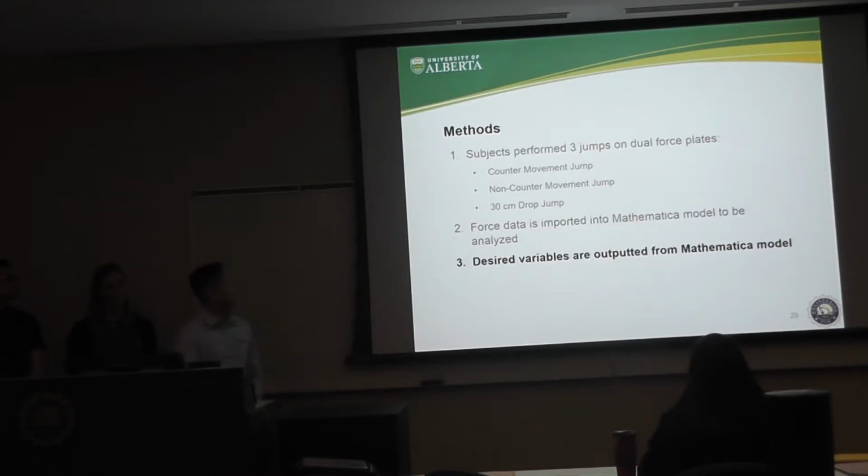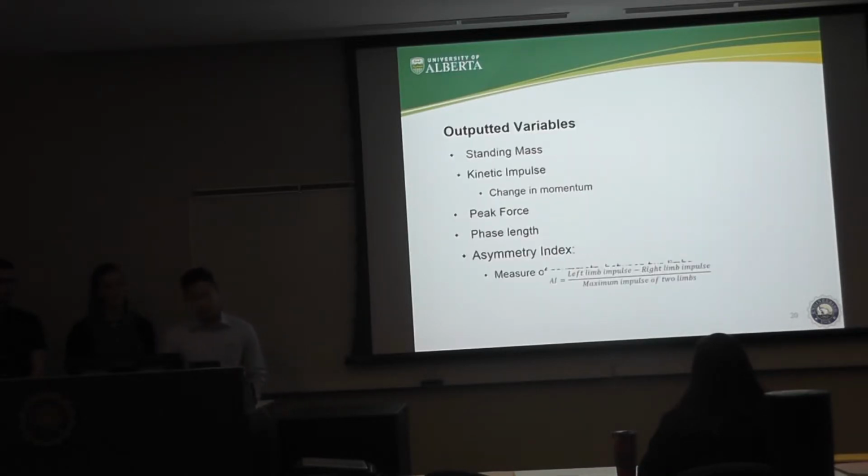So after we entered all the data and we got the desired time phases, we can now begin to define the variables of interest to us. So what are these variables? These variables are things like the standing mass of the subject. We found this by just dividing the force due to gravity by their force in the standing position. And this can only be done for the counter movement jump and the non-counter movement jump, as in the 30-centimeter drop jump, the subject is not standing on the force plate.